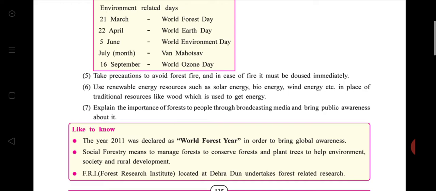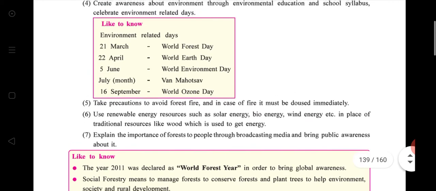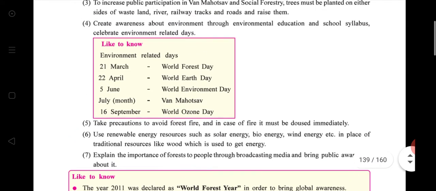doused immediately. Then sixth, use renewable energy resources such as solar energy, bioenergy, wind energy, etc., in place of traditional resources like wood, which is used to get energy. Then seventh, explain the importance of forest to people through broadcasting media and bring public awareness about it. See students, in the sixth point, it is in place of traditional resources like wood, which is used to get energy. So when we stop the use of wood, then automatically the cutting of trees stops and we preserve the forest. Here we are done with this topic.